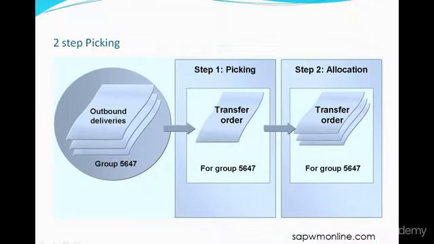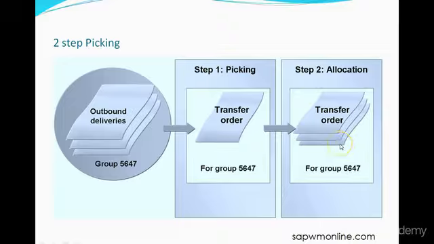Before we see this in the system, here is a schematic representation of two-step picking. We start with creation of a group for the outbound deliveries. The first step is picking. Once the group is created, we have a collective requirement of the materials in all these outbound deliveries. We pick this as one entire quantity for the group via a transfer order. When we do this, the movement type used is 850 and the material is put in interim storage type 200. Once this picking is done, there is a second step, which is the allocation.